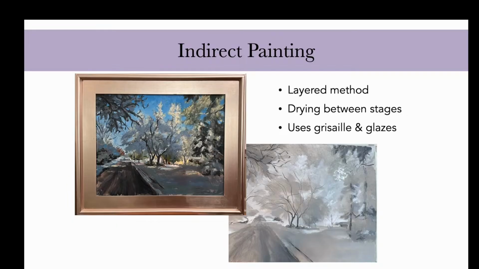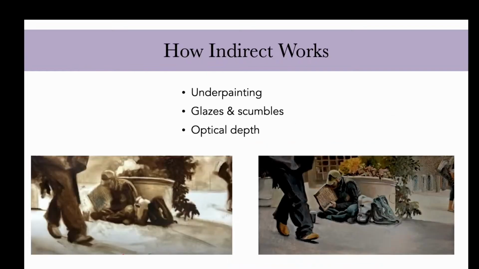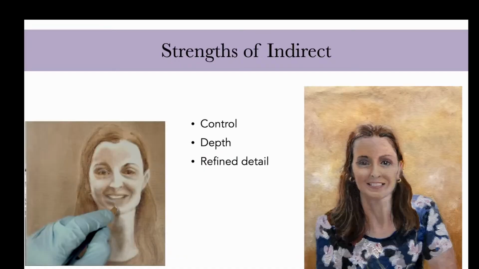Indirect painting separates the process into stages. Typically, you start with drawing or a monochrome underpainting, often a grisaille, to set accurate values and form. Color is then developed through transparent glazes and controlled scumbles over fully dried layers. This layered approach produces optical depth and refined transitions. Strengths include precision, subtle modeling, and luminous depth. It's highly effective for classical portraiture and realism.